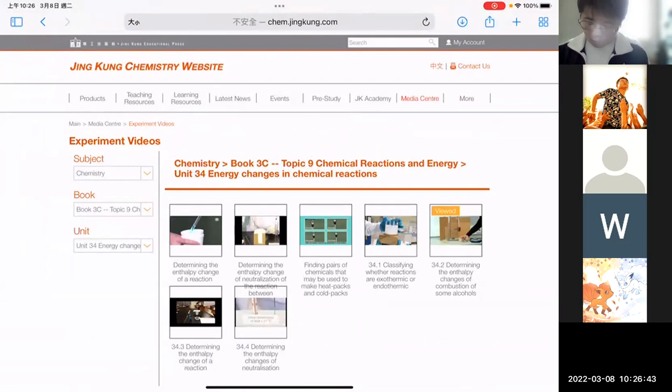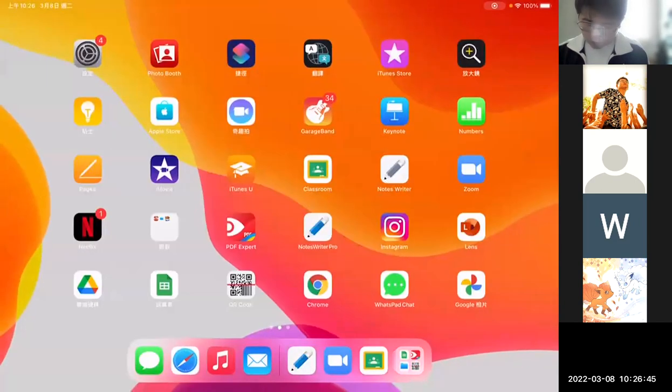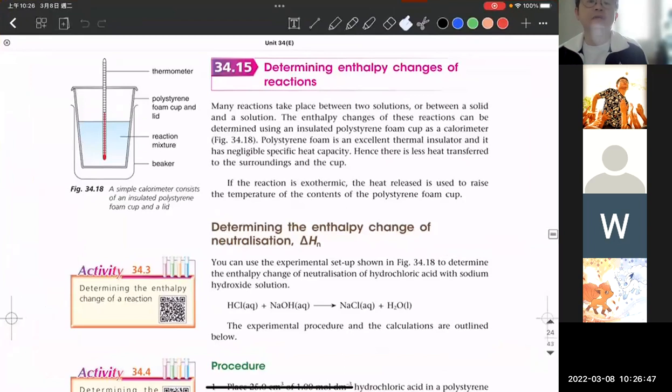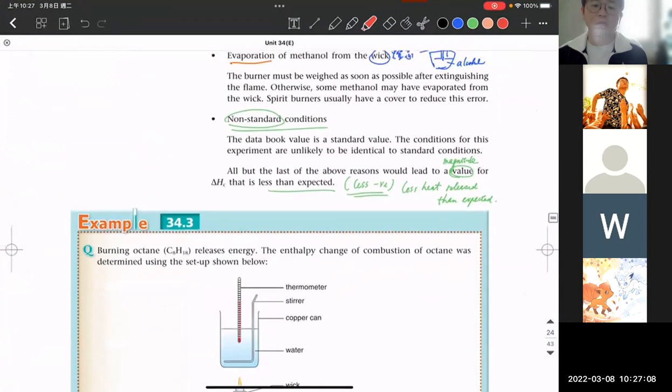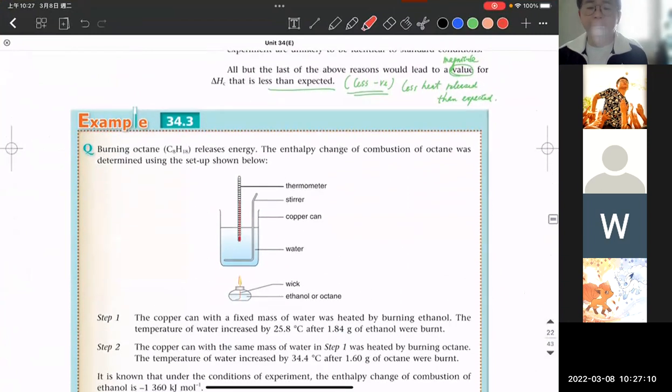Today we will focus on some other experimental methods of determining enthalpy terms. We will introduce reactions involving a solution, between a solid and a solution. This is different from your original design, the old design from last week, which was just for burning, for determination of delta H of combustion.